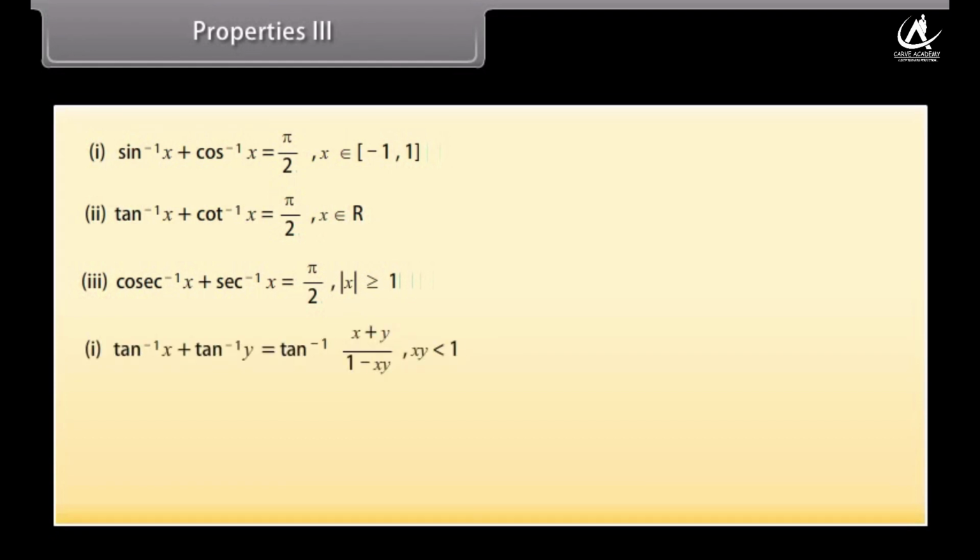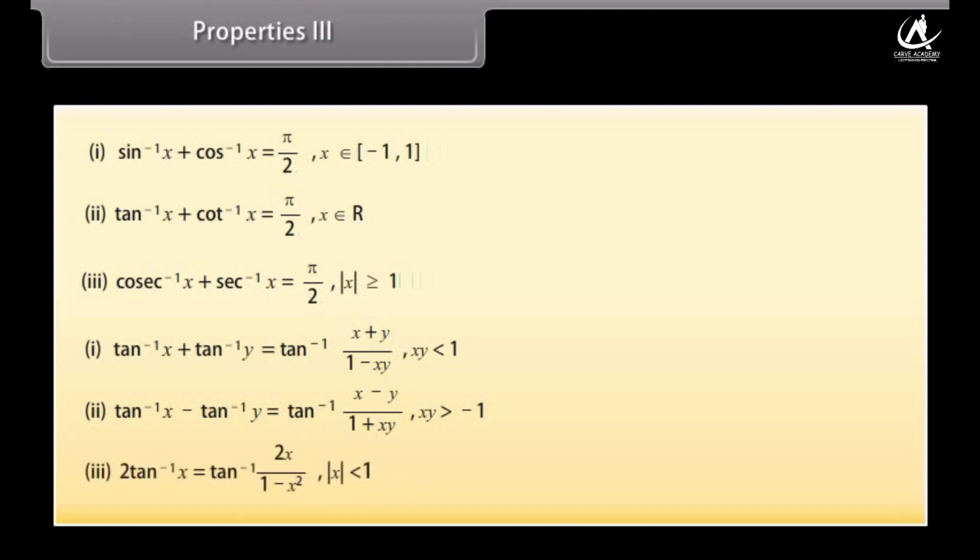Tan inverse x plus tan inverse y is equal to tan inverse of x plus y by 1 minus xy, xy is less than 1. Tan inverse x minus tan inverse y is equal to tan inverse of x minus y by 1 plus xy, xy is greater than minus 1. 2 tan inverse x is equal to tan inverse 2x by 1 minus x square, modulus of x is less than 1.